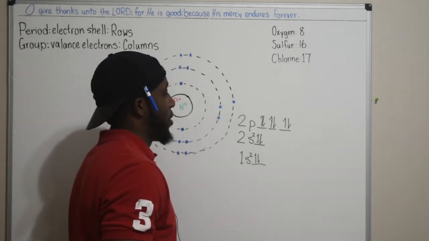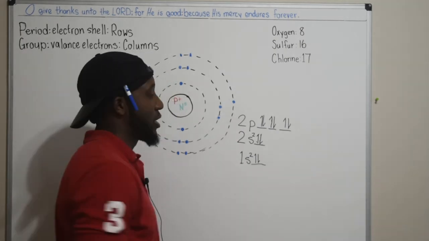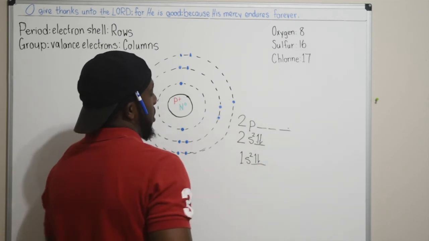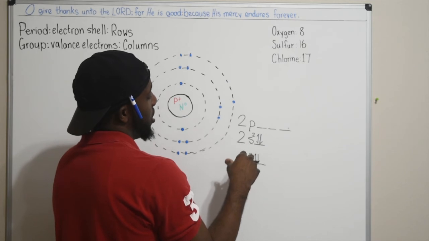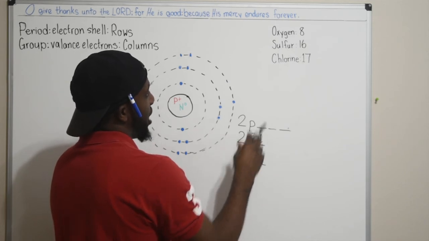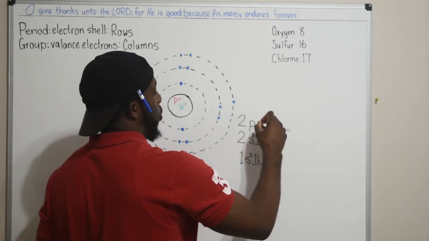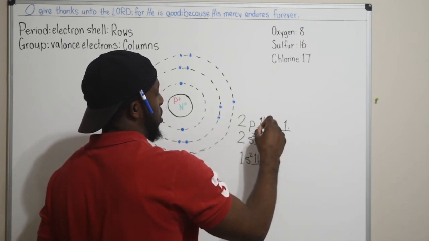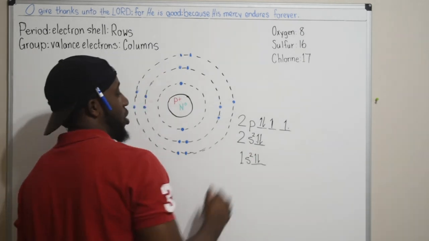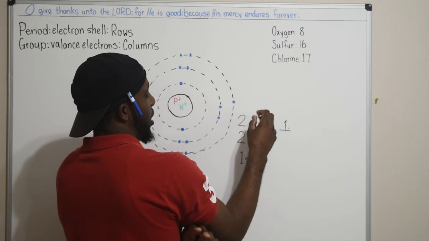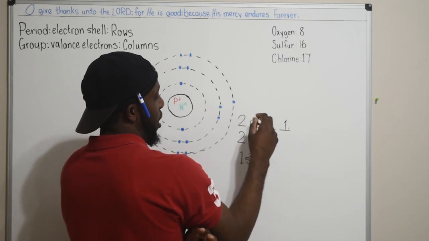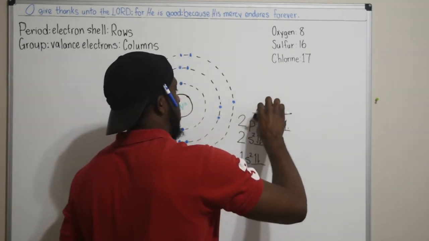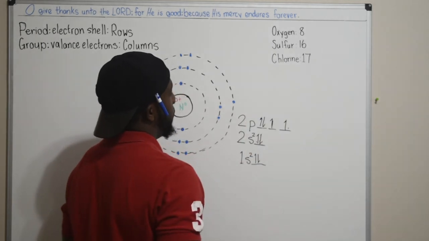Okay, so let's look at what oxygen is. What would be the electron diagram for oxygen? All right, so oxygen would have 2 electrons, 4 electrons. Oxygen has 8 electrons, right? So it would be 1, 2, 3, 4. This is oxygen. So the electron configuration for oxygen is going to be 2p4. Okay, it's easy.